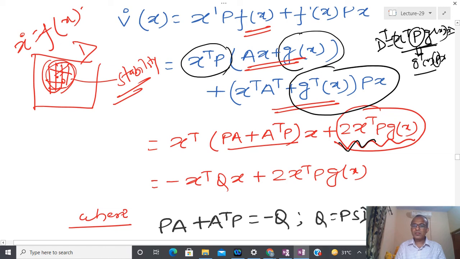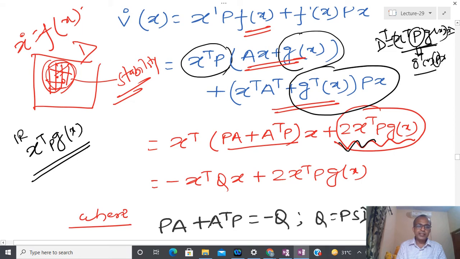Sir, g(x) is a vector. Then how is it a scalar also, sir? No, I am not just talking about g(x). I am talking about the whole term x transpose P into g(x). Could you please tell whether this term is a scalar or a vector? This whole term, the multiplication of everything. Sir, it's a vector.